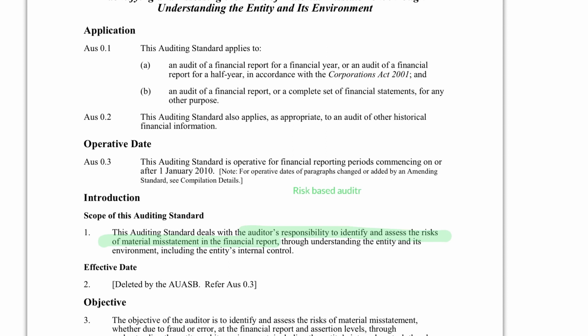Now, that means that we don't audit every single part of the financial statements exactly the same. We don't take the same approach. We don't spend the same amount of time. We spend more time where there's more risk of material misstatement. So how do I know where different parts have more risk? Well, we do that by understanding the entity and their environment, including their internal controls. So for me to be able to identify these risks, I need to do it by knowing the company.